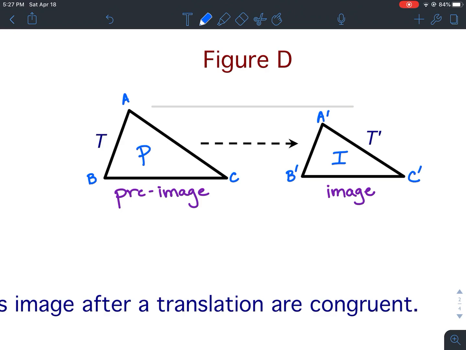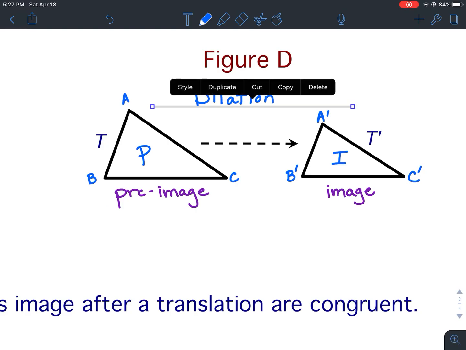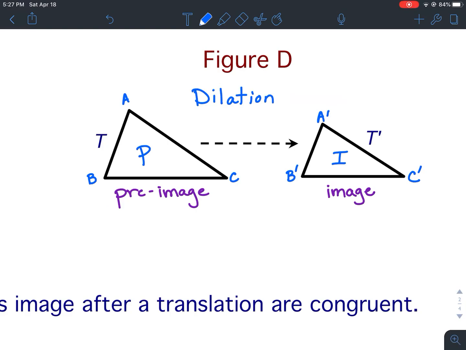However, if you look from the pre-image to the image, it clearly changes sizes. The image is smaller. So therefore, this isn't a translation, this is a dilation. A dilation is the only type of transformation where the figure changes size. So this is a dilation, and it is not our answer, so we will move on to the next one.